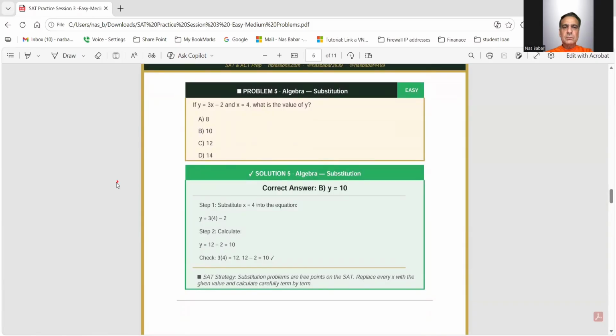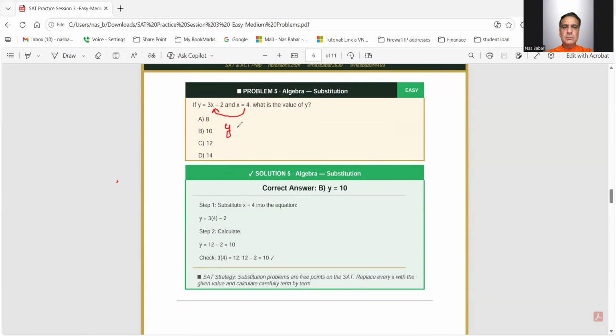y is equal to 3x minus 2 and x is equal to 4. Find the value of y. You should be able to do that in your head pretty quickly. So all we have to do is substitute the value of x right here, and you will get the answer. So let me go ahead and do that for you.